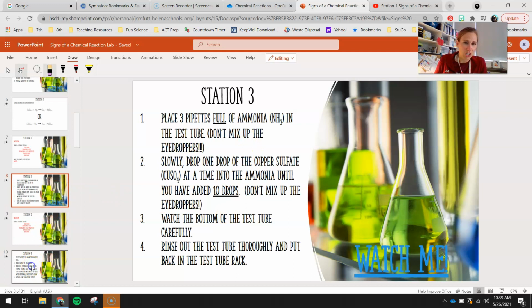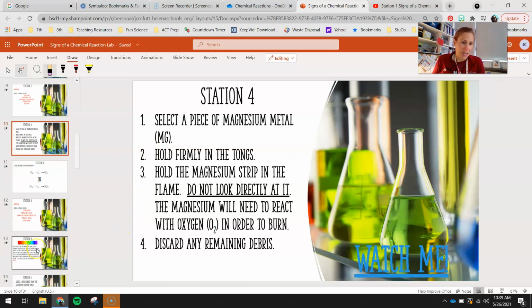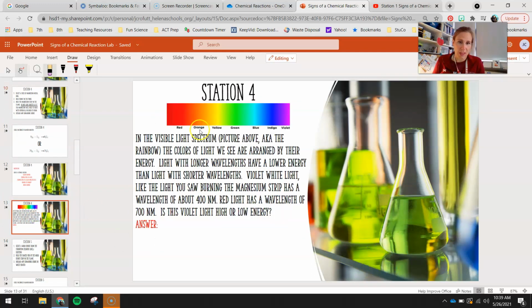Okay, station 4. Piece of magnesium metal burning. Remember, anytime you burn something, you need oxygen, so it's burning in the presence of oxygen. So those are our two reactants, magnesium and oxygen. And you get the opportunity to look directly at that, whereas my kids in class can't look directly at it because it could hurt their eyes. Then you have some questions to answer with that one, talking about that energy that I just went over with you.